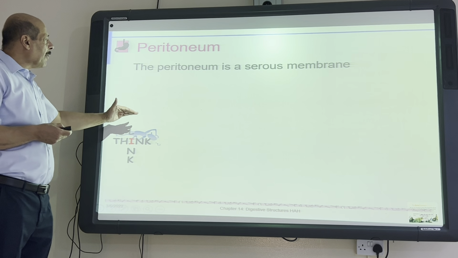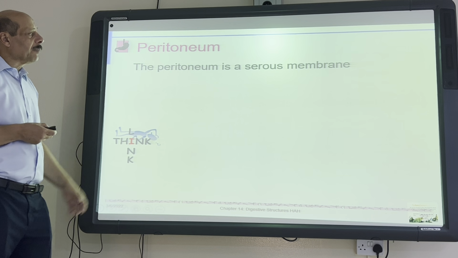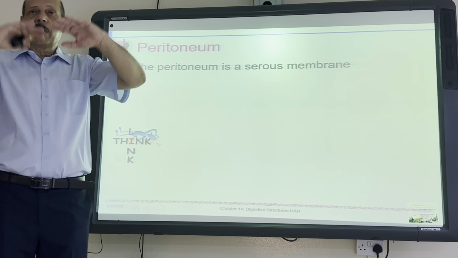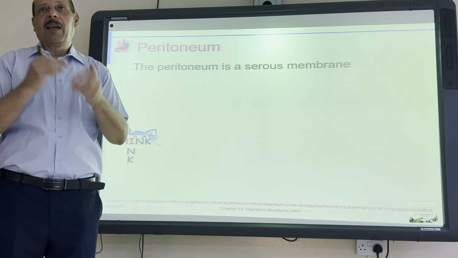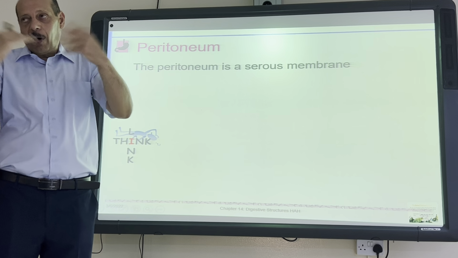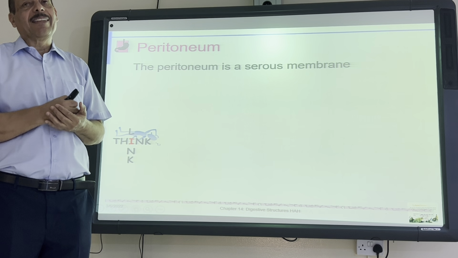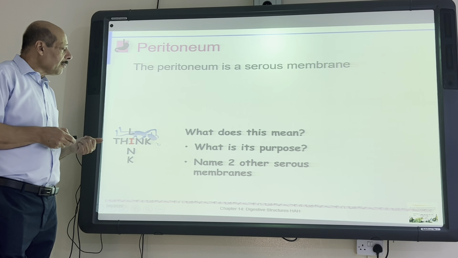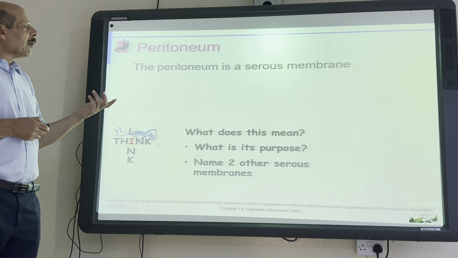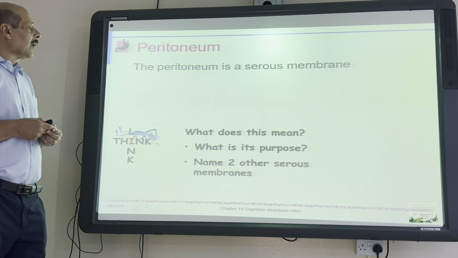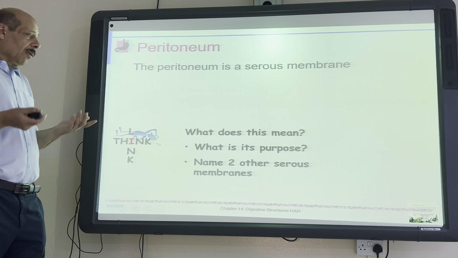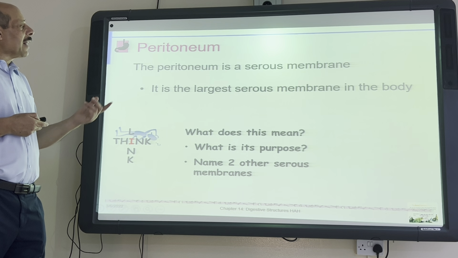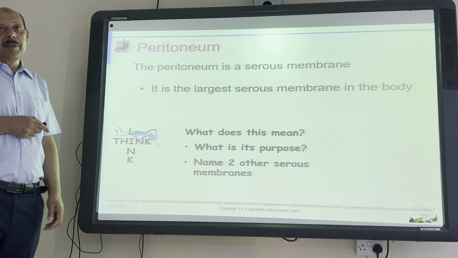Then we have the peritoneum. The peritoneum is a serous membrane. The peritoneum is covering the abdominal content, the intestine and stomach. So the peritoneum is a serous membrane. It is the largest serous membrane in our body.